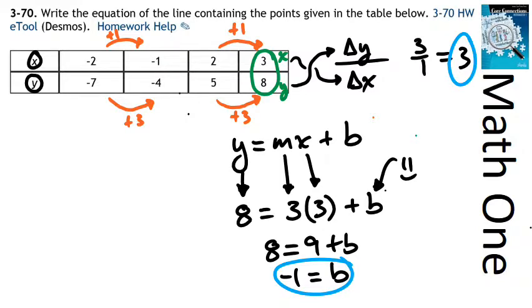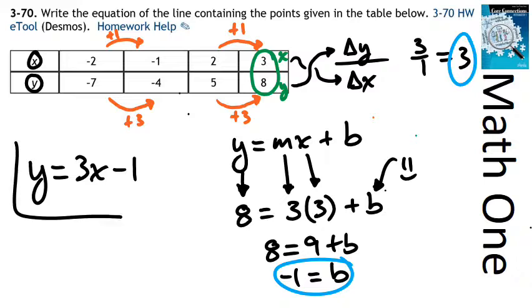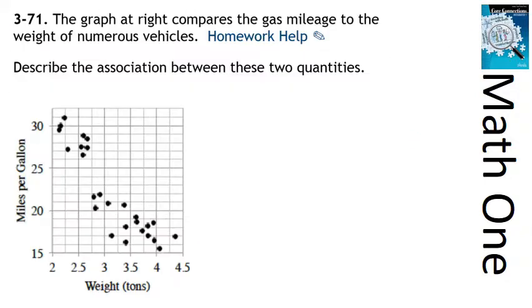So my answer is y equals 3x and then -1. So that is exactly the equation of the line that represents this table.